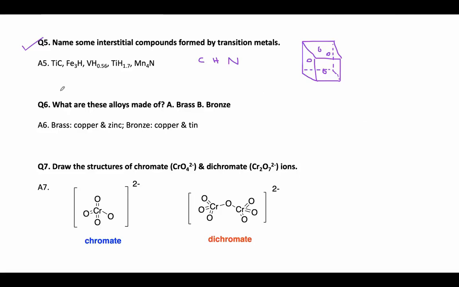So TiC has a melting point higher than titanium. Fe3H has a higher melting point than iron. Similarly, these three compounds also have higher melting points than vanadium, titanium, and manganese respectively. Secondly, they are very hard in nature. Some borides even approach diamond in their hardness. The third one is that they have their metallic conductivity intact and they are chemically inert. So that's why their chemical reactions are not that prominent in nature.